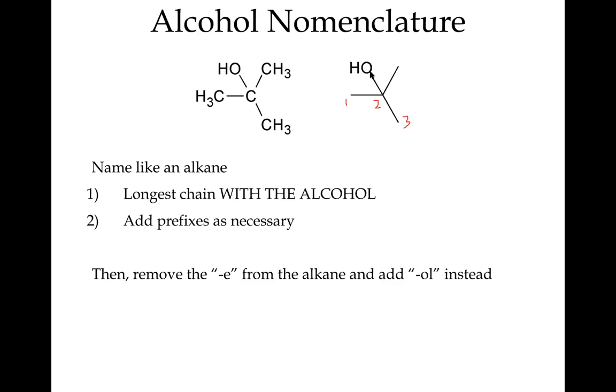So what would we call that? Well, what else is coming off the second carbon, right? A methyl group. So we could say that the longest chain is 3, so propanol, right? Because propane is the alkane version. Propanol is the alcohol version.